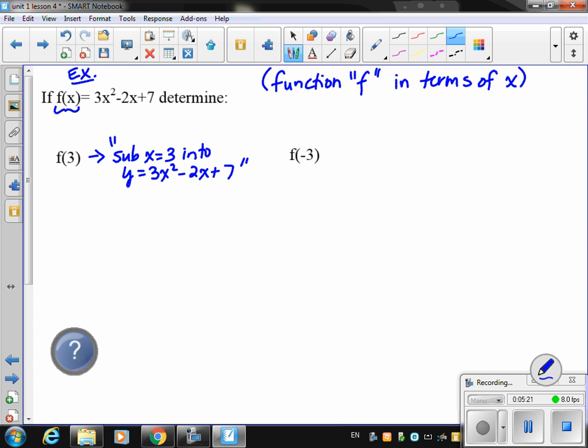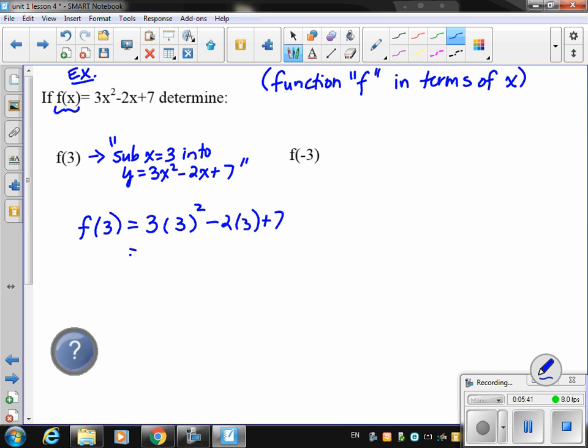We've said all that with a little f bracket 3. So f of 3 equals 3 times 3 squared, subtract 2 times 3 plus 7. That's what the notation means.